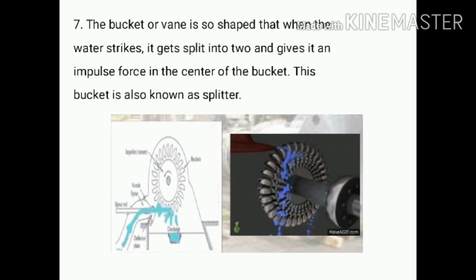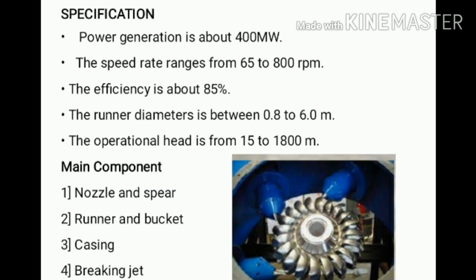Now the buckets are normally made up of cast iron, cast steel, special steel or stainless steel, with the inner surface polished to reduce friction losses of the water jet. That means the buckets of the runner are made very smooth, so that there is minimum friction loss. The type of metal used for the bucket depends upon the head at the turbine inlet. The shape of the bucket is a double hemispherical cup or bowl. Each bowl of the bucket is separated by a wall called a splitter.